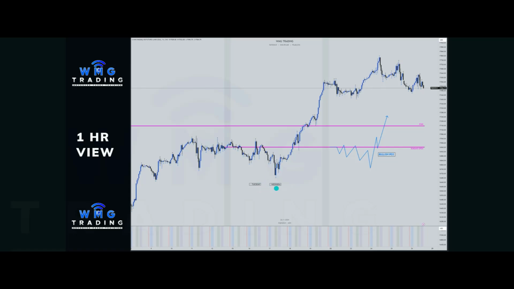So Tuesday, Wednesday has a 70% chance of creating the low of the week or the high of the week. In this case, it's the low because we were in a bullish market. So I hope that makes sense, right? And if this doesn't make sense, you need to go back and watch the videos.